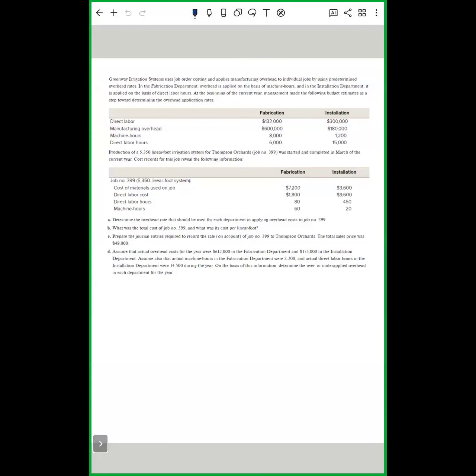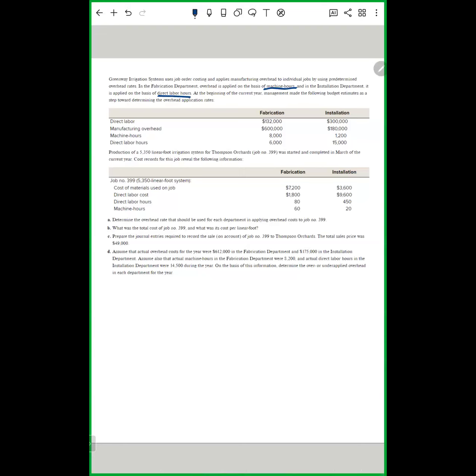Greenway Irrigation Systems uses job order costing and applies manufacturing overhead to individual jobs using predetermined overhead rates. In the fabrication department, overhead is applied based on machine hours. We'll make sure we take note of that. Machine hours is our driver in the fabrication department. And the installation department applies it on the basis of direct labor.